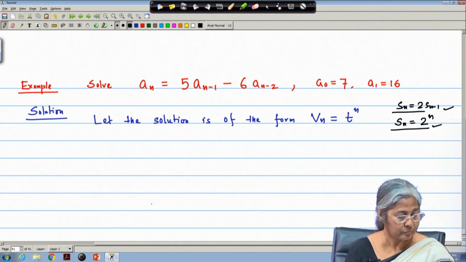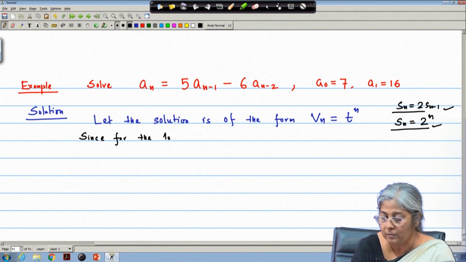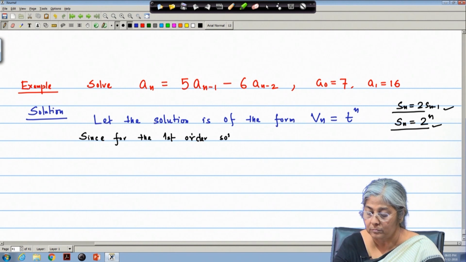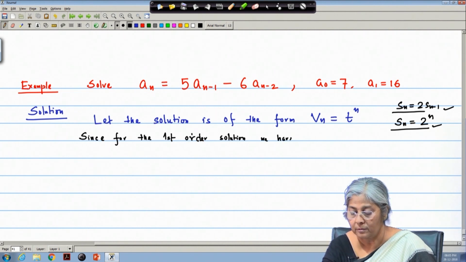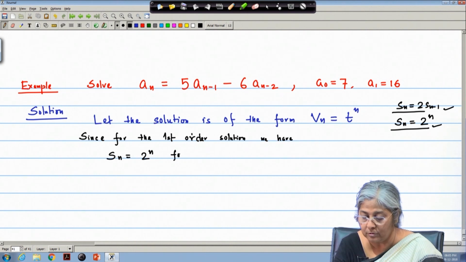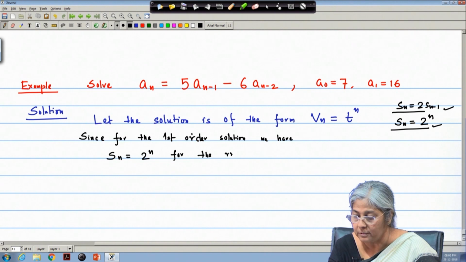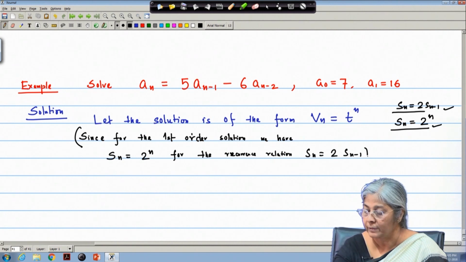So, Vn is t to the power n. Since for the first order solution, we have Sn equal to 2 to the power n, as I mentioned, for the recurrence relation Sn equal to 2 Sn minus 1. So, we have taken this form.